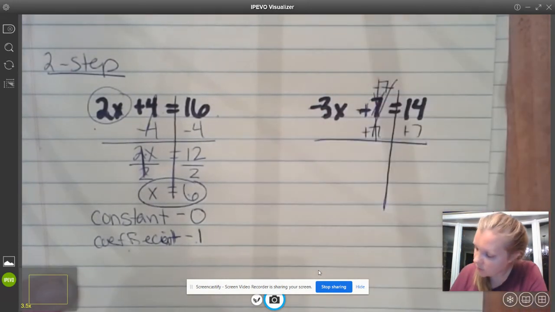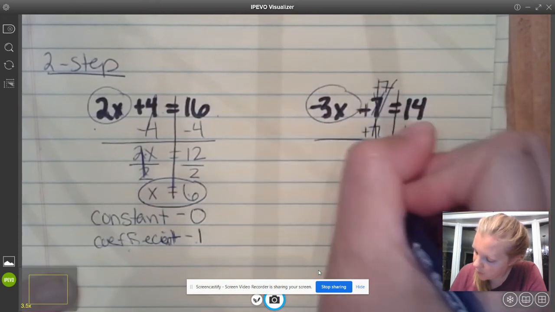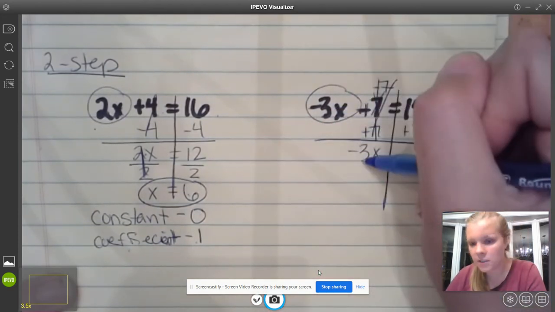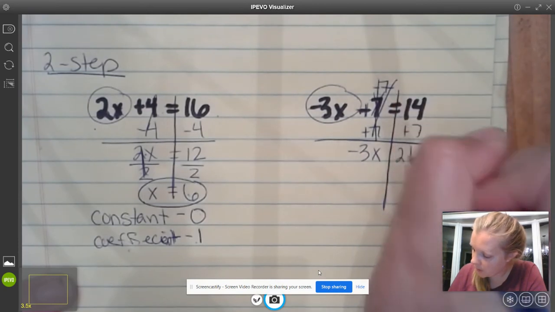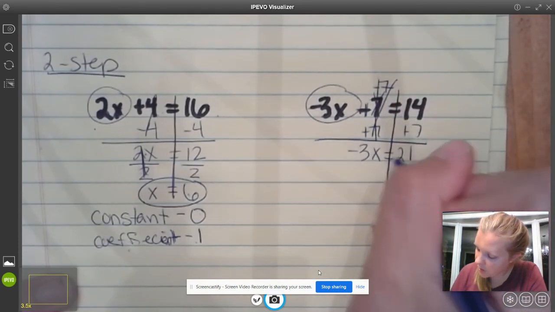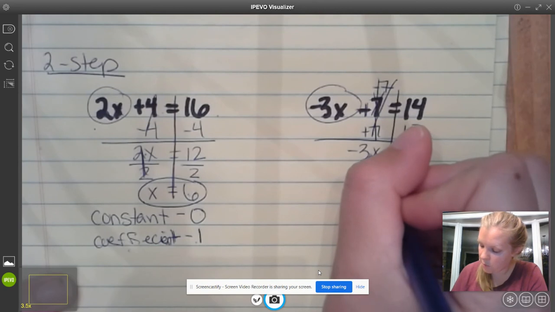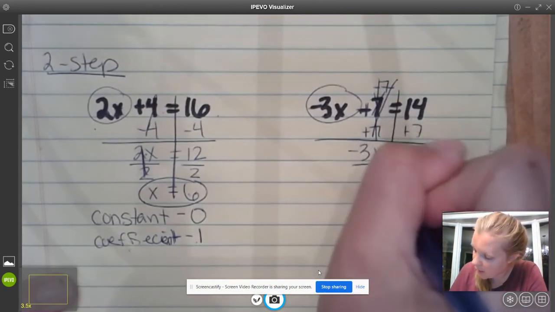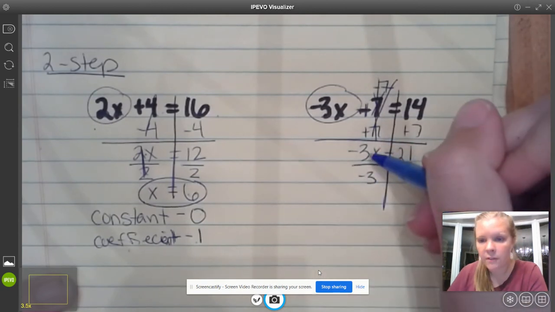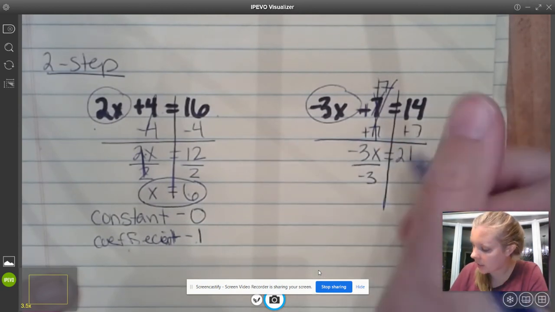The 7's cancel. I'm left with the negative 3x. That negative stays with it. 14 plus 7 is 21. That was my first step. Now I have to get rid of the coefficient. The coefficient I need to make 1, so I'm going to divide by negative 3. Whatever the coefficient is, we divide by that exact same thing.